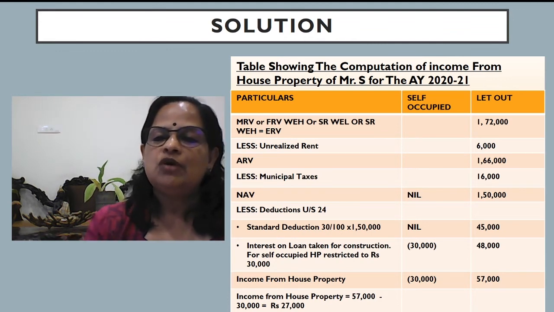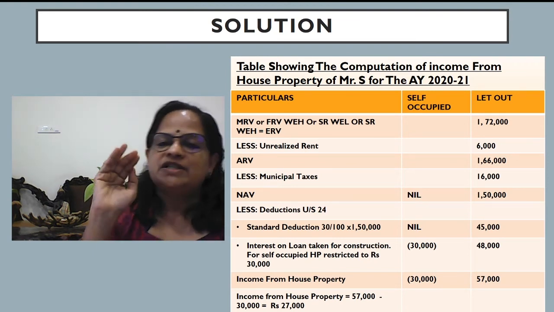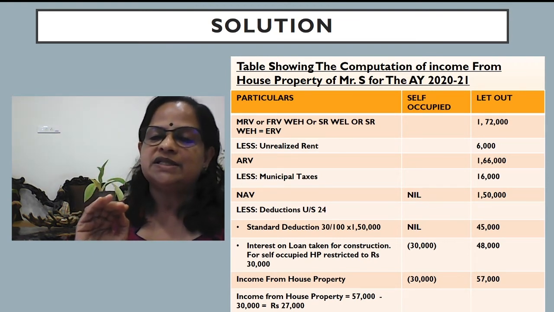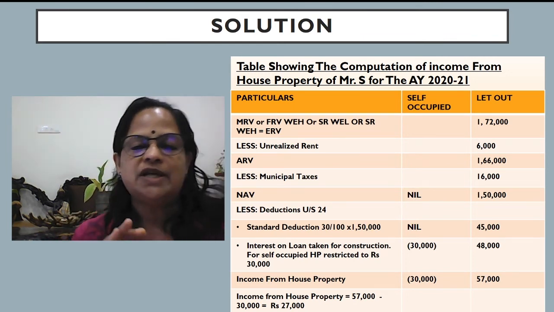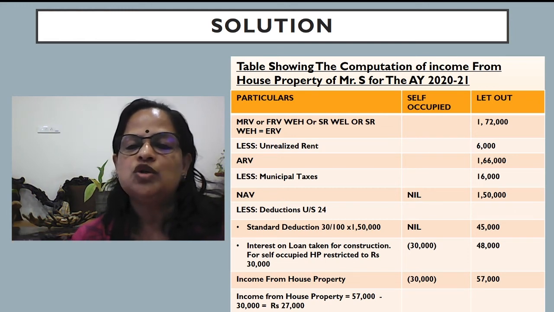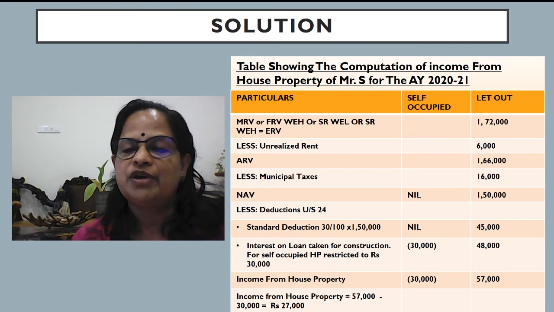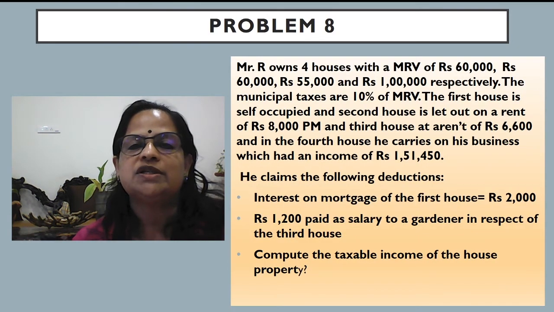Standard deduction is allowed for let out house property: 1,50,000 into 30 by 100, 45,000. Now, interest on loan taken for construction of self-occupied house property is restricted. Actual amount claimed is 36,000, but we are restricting to 30,000 because the loan is taken before 99. So, for let out house property, full value we will allow. Income from house property: 30,000 loss for self-occupied, 57,000 for the let out house property. So total income from house property is 57,000 minus 30,000, it's 27,000.